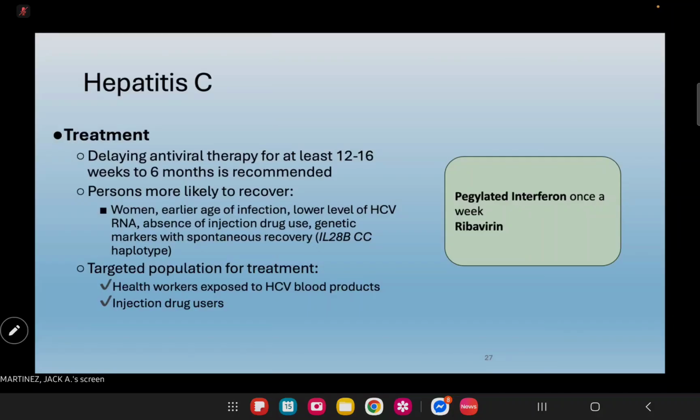Those more likely to recover spontaneously include women, patients with a lower viral load, those with a younger age of infection, and those with IL-28B CC genetic haplotype. The treatment candidates typically include healthcare workers exposed to patients positive for hepatitis C and injection drug users. The standard regimen for hepatitis C is pegylated interferon given once weekly and ribavirin as adjunct therapy.